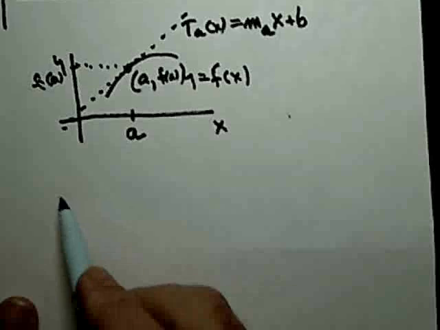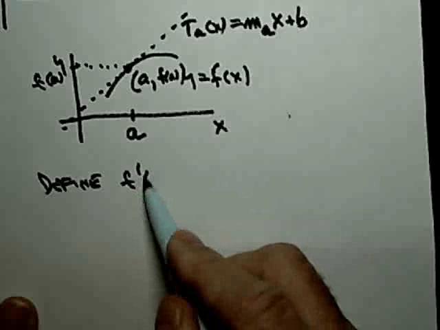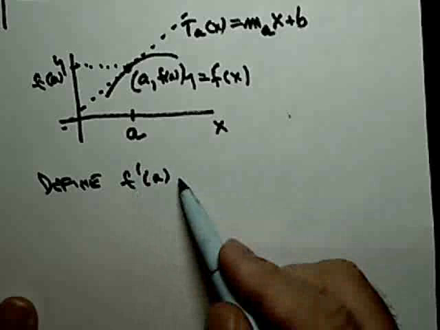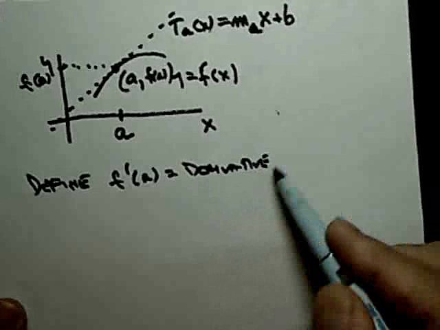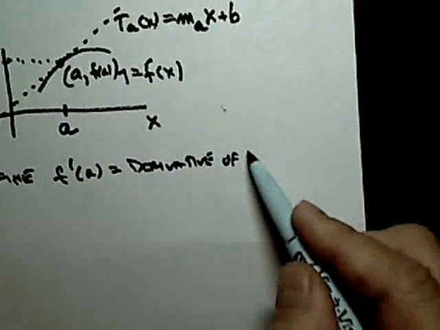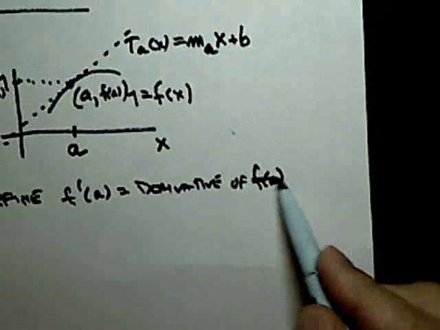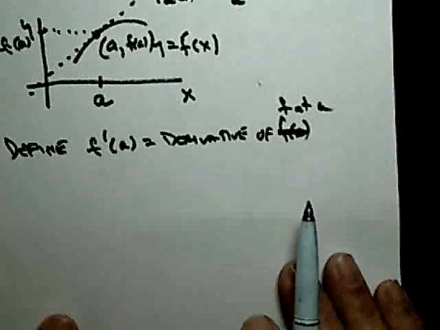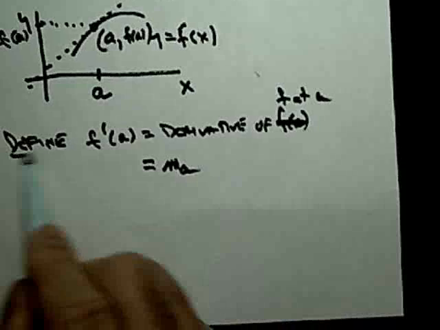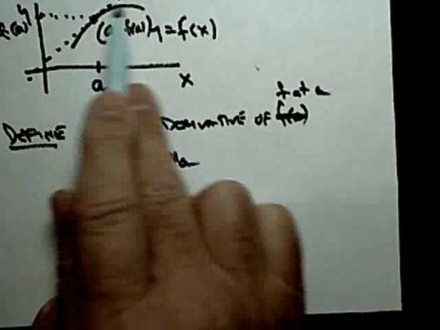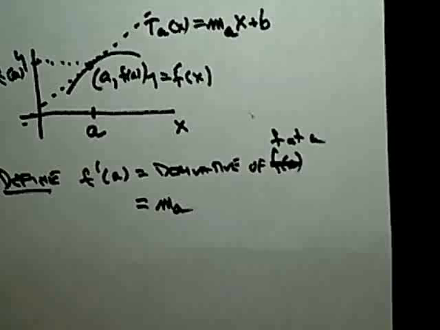So we define the derivative of f at a, and we use the notation f prime of a, and this is called the derivative of f at a. And we define that to be now just this m sub a. This is a definition. The derivative of the function f at the point a is just the slope of the tangent line. That's all there is to that. You understand that? Do you see?